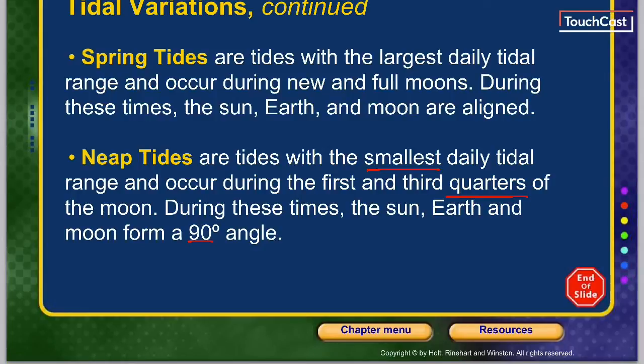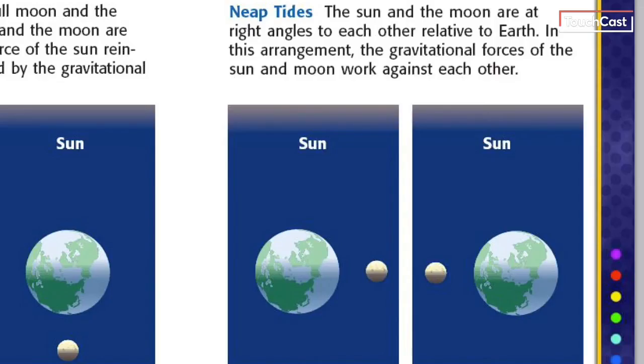During these times, the sun, the earth, and the moon form a 90-degree angle. And you can see that here in this diagram or this picture. If the sun is over here, it's a 90-degree angle between the moon and the earth as well. And that's a neap tide. The sun and the moon are at right angles to each other relative to the earth. In this arrangement, the gravitational forces of the sun and moon work against each other.